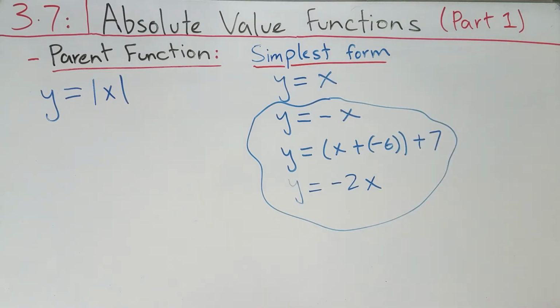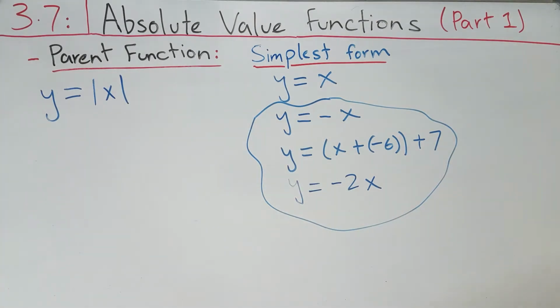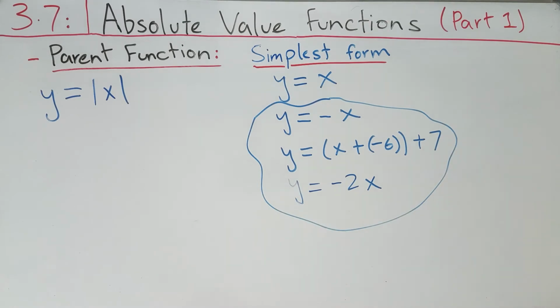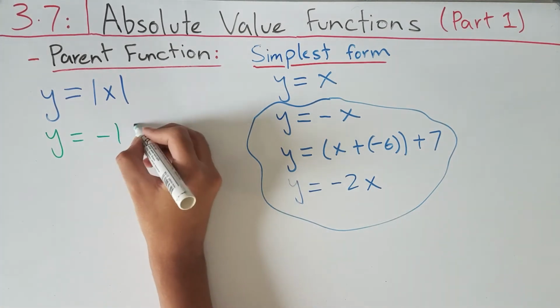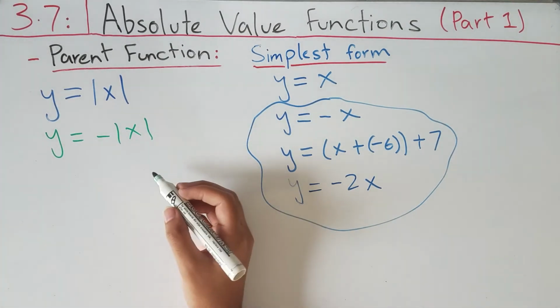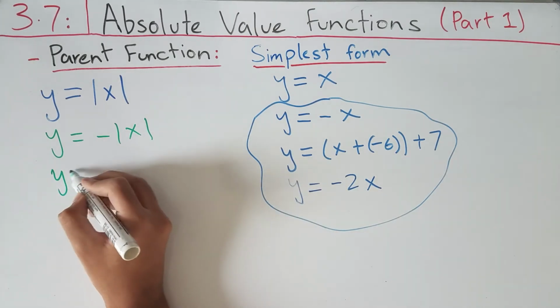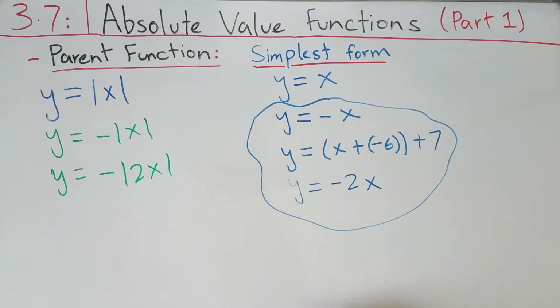Now if we look at absolute value functions, we know that the parent function is y equals the absolute value of x. We can transform this function in similar ways just like linear equations, as I've done over here. So let's transform this function to produce different functions. You could come up with y equals negative times the absolute value of x, and this transformation would make it reflect across the x-axis. You could come up with y equals negative times 2x, and what this function will do is shrink it horizontally by a factor of 1/2.